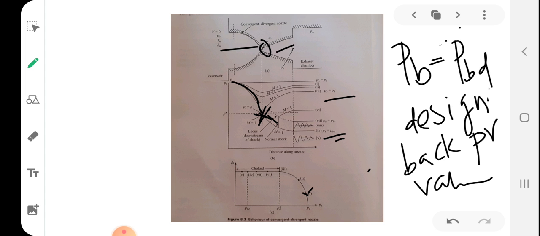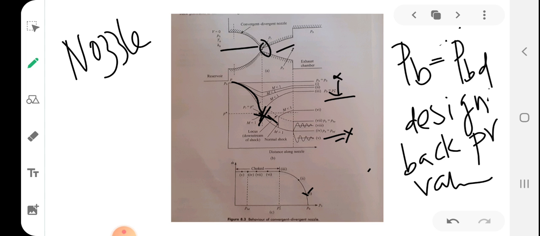So now in this case, the passage has become a nozzle. Before that, up to this region, it was a Venturi passage only. But when the pressure reaches PBD, the passage has become a convergent divergent nozzle. This condition can be reached by reducing the back pressure to a very low value called PBD. It is the design back pressure for the nozzle to achieve full supersonic flow.